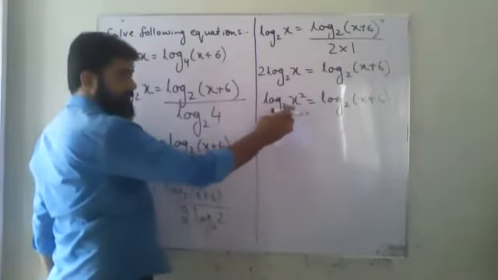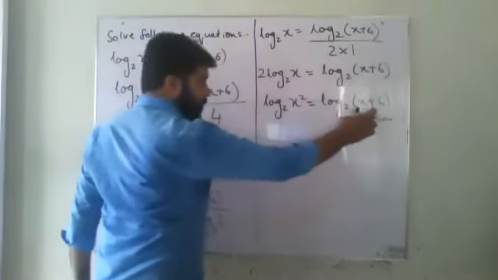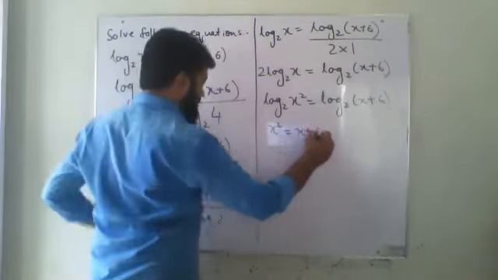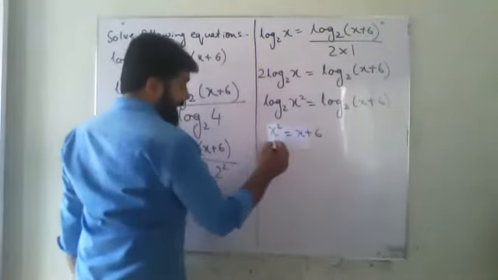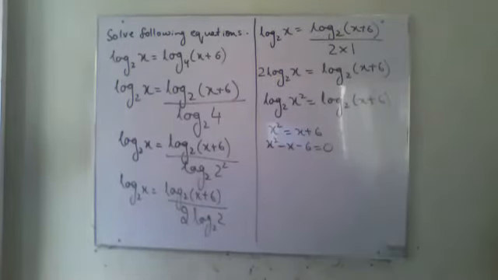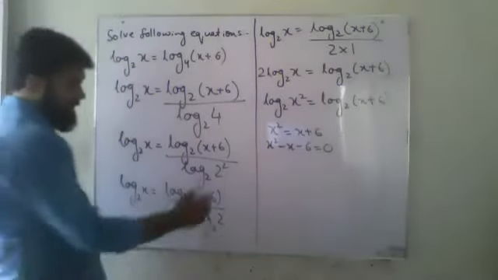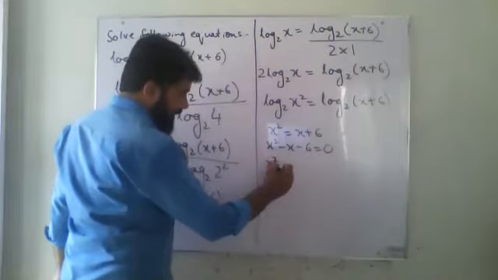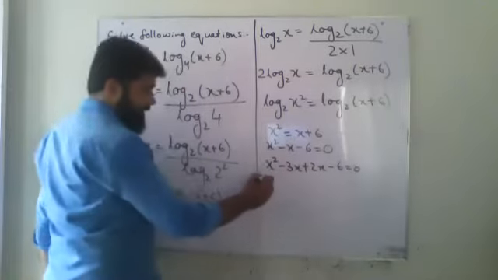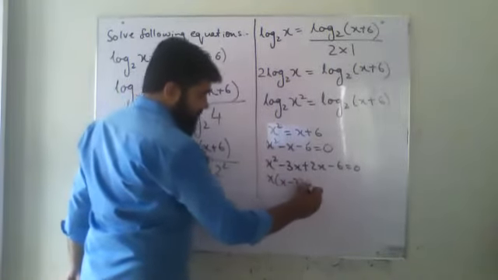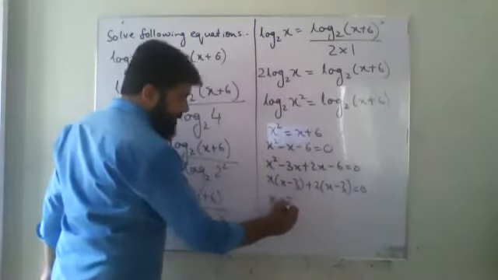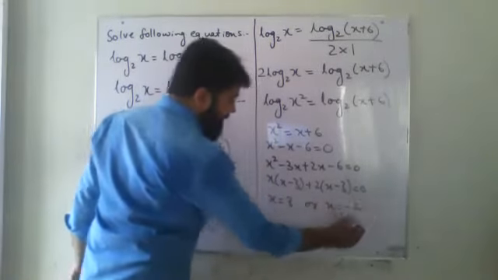Now, one term with log base 2, one bracket with log base 2, so I can remove it. x squared equals x plus 6, which becomes x squared minus x minus 6 equals 0. When I simplify it, x squared minus 3x plus 2x minus 6 equals 0. Middle term breaking: x(x minus 3) plus 2(x minus 3) equals 0. Simplified, x will be 3 or x will be minus 2.